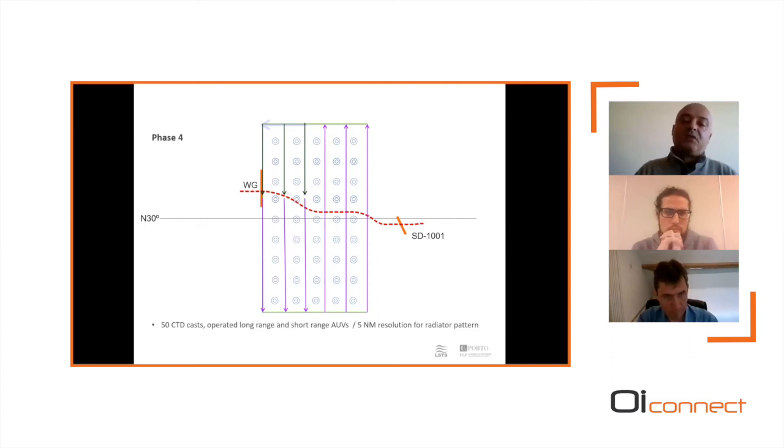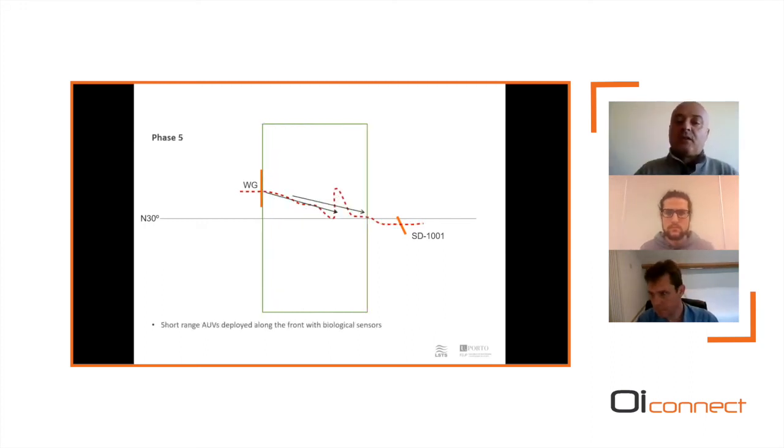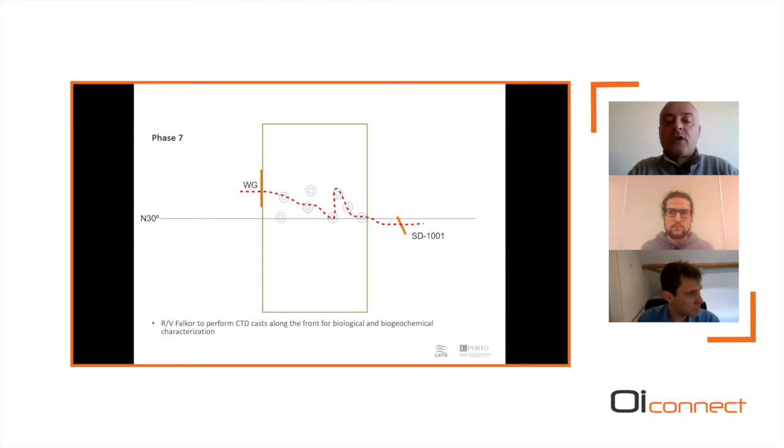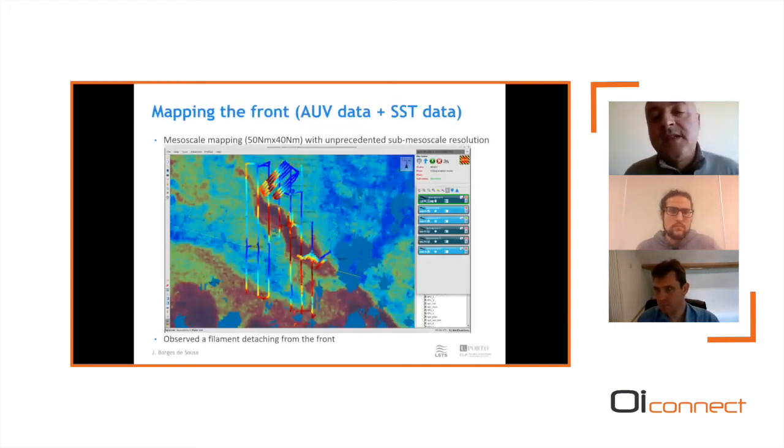Based on these observations, we were able to come up with a very good understanding of what was going on. And based on this, we decided to deploy short-range AUVs along the front with other sensors. We also decided to fly a VTOL UAV for aerial surveys with a DMS sensor that measures concentrations of DMS gas and a multi-spectral camera. And finally, the RV Falcor also performed CTD casts along the front for biological and biogeochemical characterization. And this kind of tells you what we know now about what we saw.